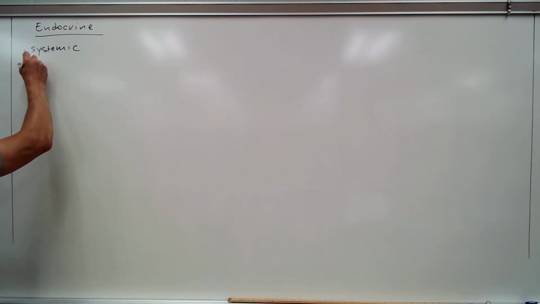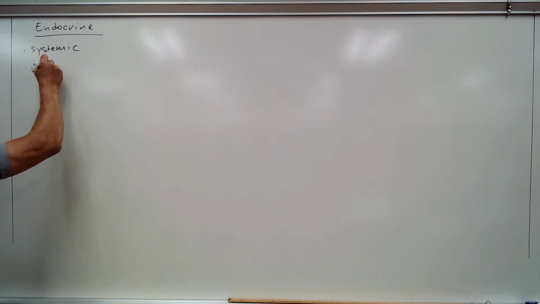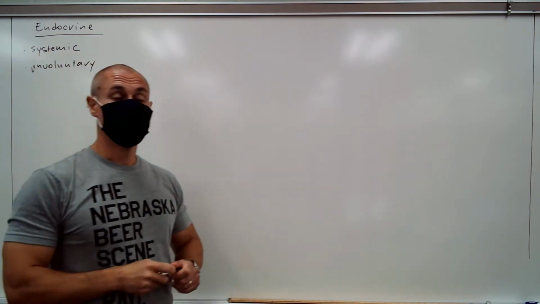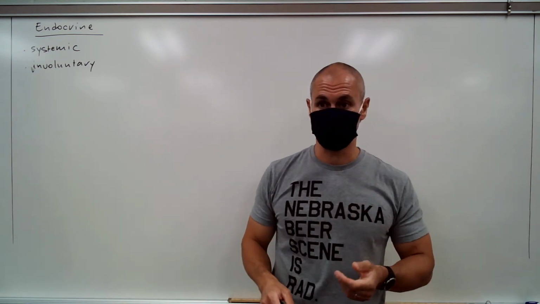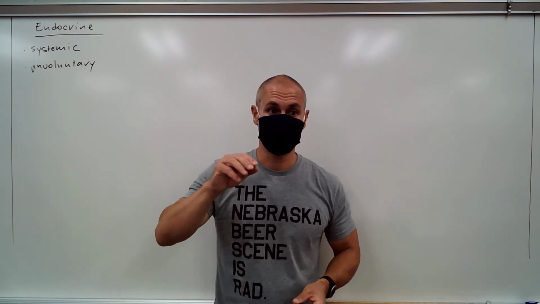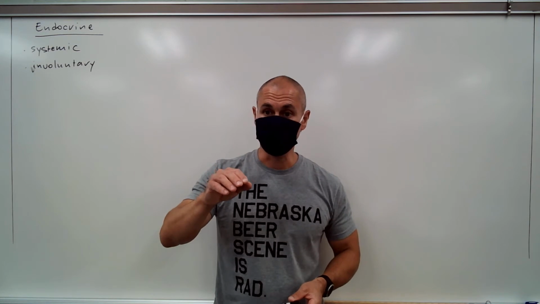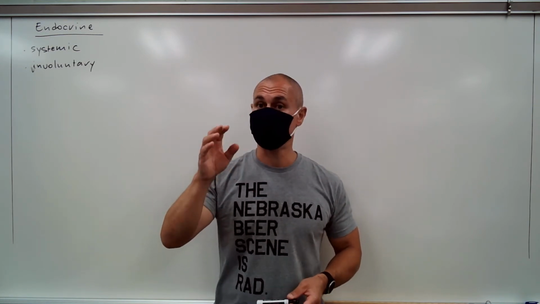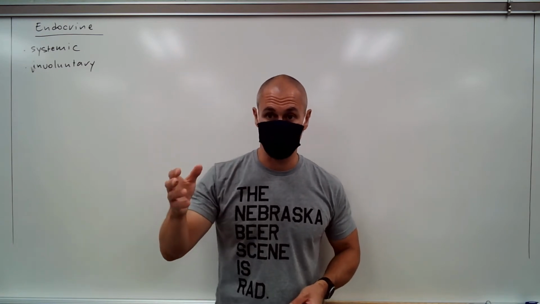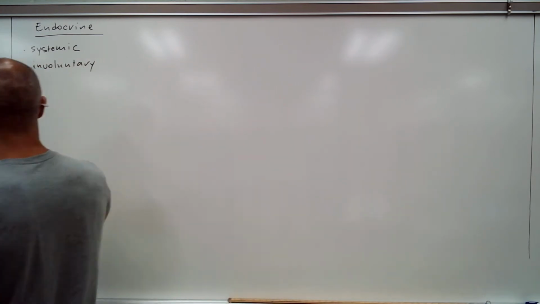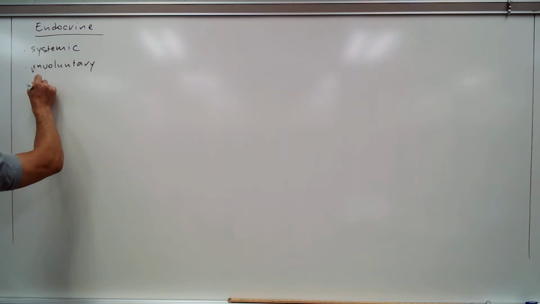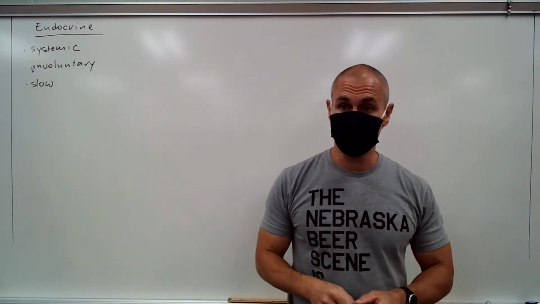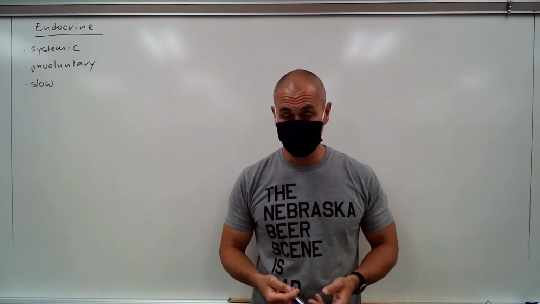Systemic responses. Obviously, involuntary. Now, one of the most fundamental features is that nervous responses are usually pretty fast, okay? If I throw an object at you, you're going to catch it right away. Endocrine responses are usually slow, much slower than nervous. We're talking about minutes to hours to sometimes even days, okay?